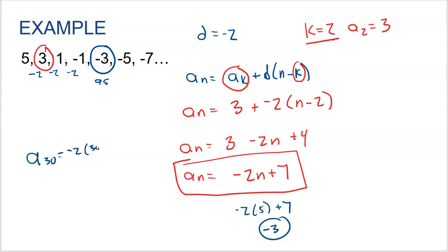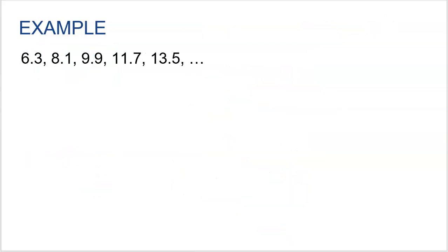Negative 2 times 30 minus 7. That's going to be negative 60 minus 7. The 30th term is negative 67. How easy. All right, here's that one with decimals as well.